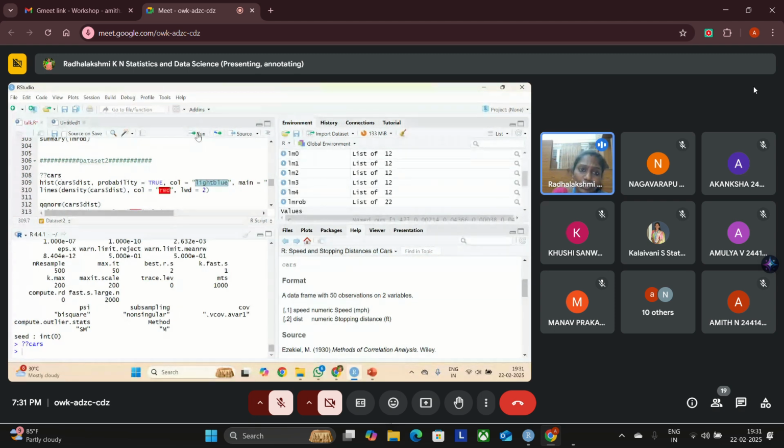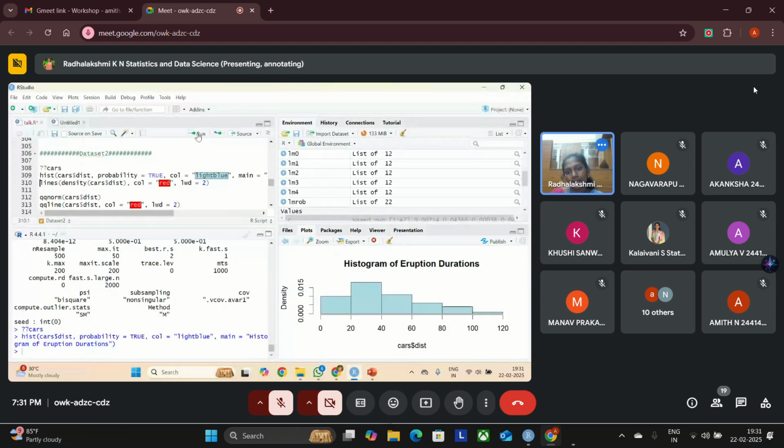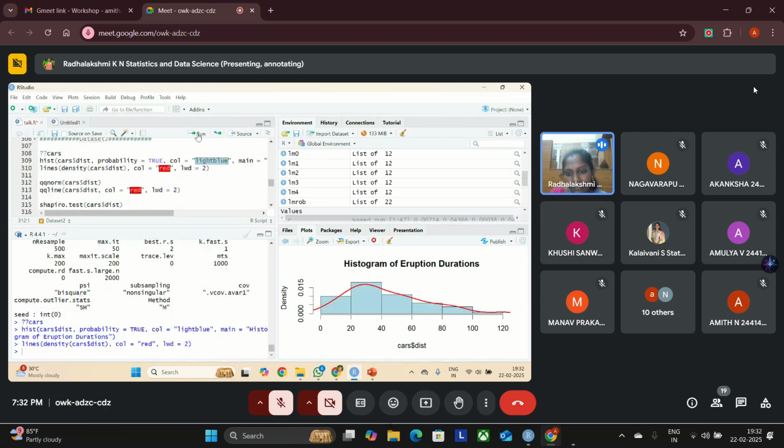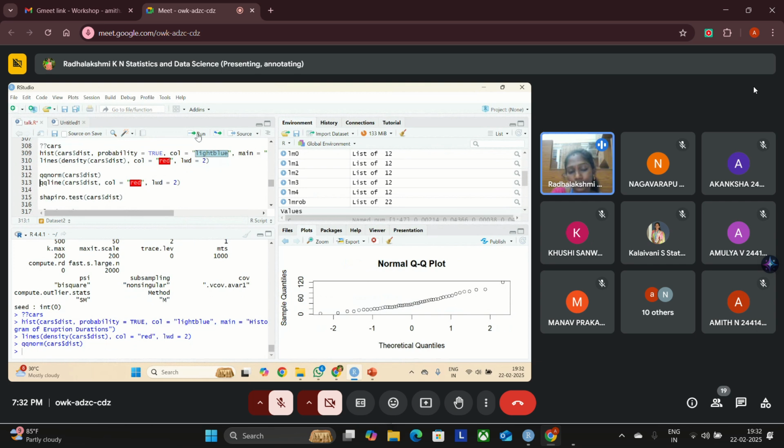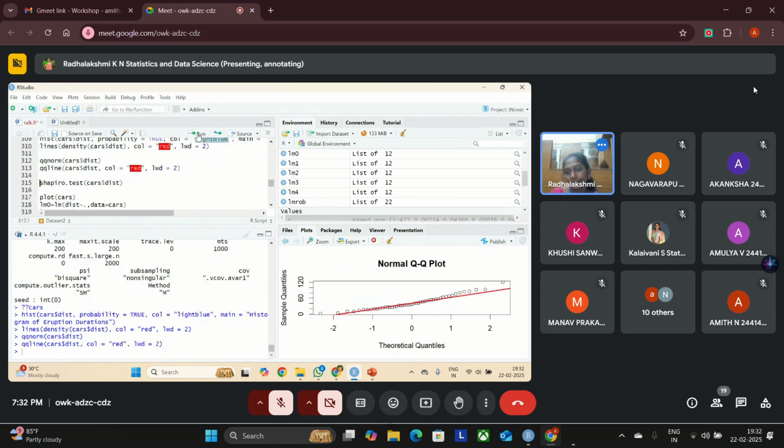So checking the histogram, this is the code. You just see, by looking at the histogram itself, the data set is skewed, right? It is not normal. I'm just drawing the lines. Now we can't correctly say whether it is normal or not, so that's why we are moving to the QQ plot, that is the normal quantile-quantile plot. Here also I'm drawing the line, and some of the points are not near that line. So for confirming, we are using the Shapiro-Wilk test.